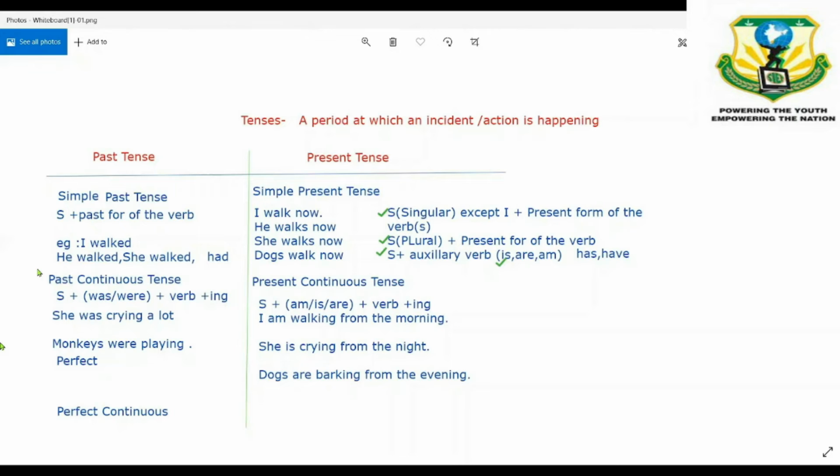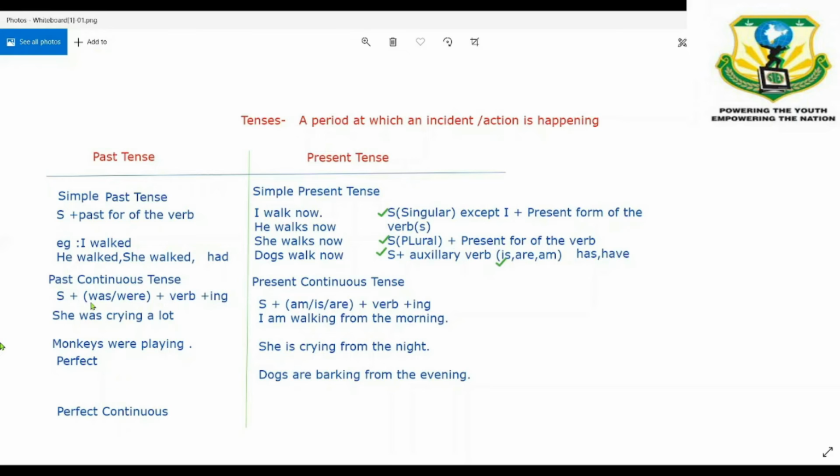Only in the continuous form will this ing format be there. In the continuous tense, the action started at one point and has still not ended. It's moving on. Only then will we use this continuous form. So these are the formulas for the continuous tense. Subject plus am, is, are plus verb plus ing is for present continuous. Subject plus was or were plus verb plus ing is for past continuous.